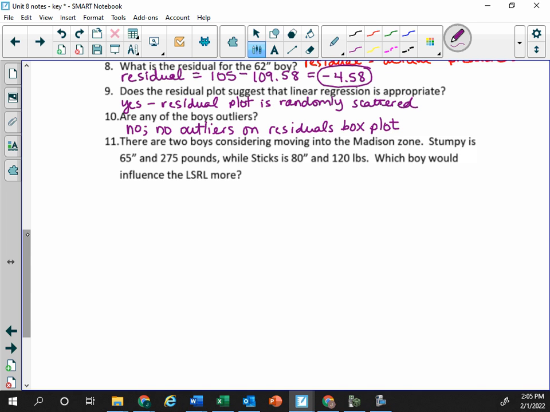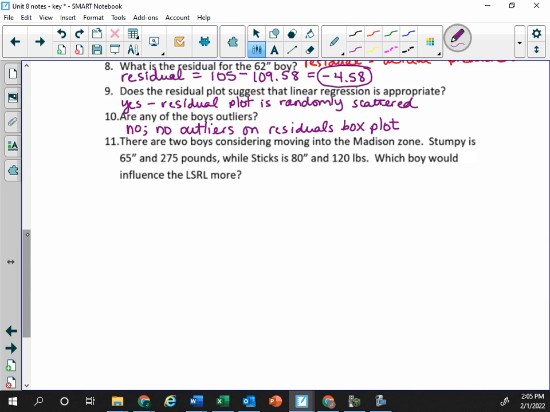All right, guys, one more question. We can do this. Madison, you look like you don't believe me. All right, we've got 2 people considering moving into the Madison school zone. We have Stumpy, who is 65 inches and 275 pounds, and Sticks is 80 inches tall and 120 pounds. Which boy would influence the least squares regression line more? Sticks. I got a vote for Sticks. Anybody else? I think I heard someone say Stumpy.